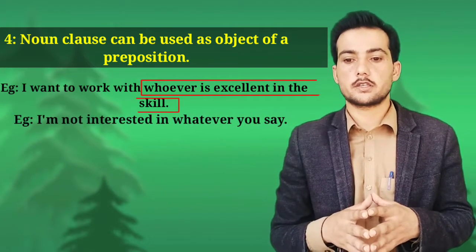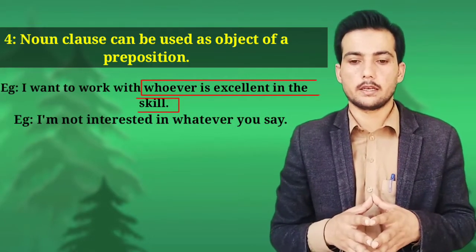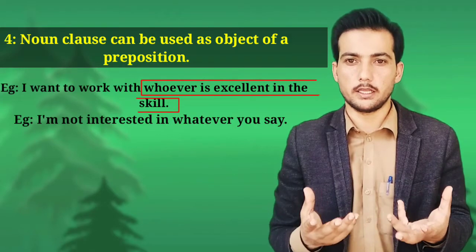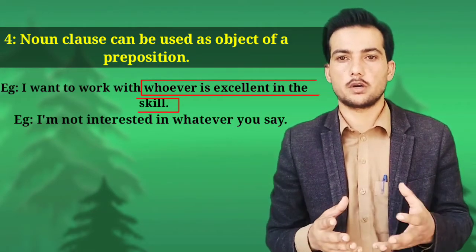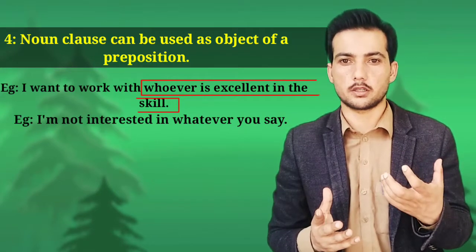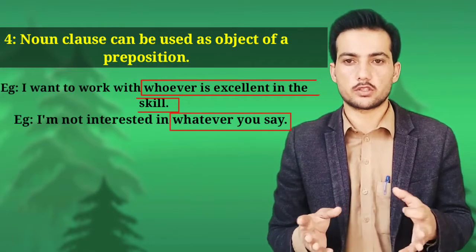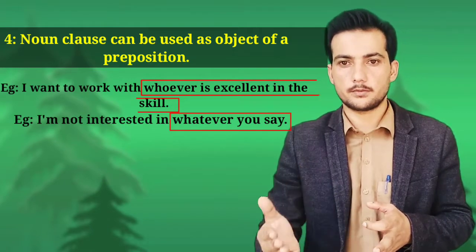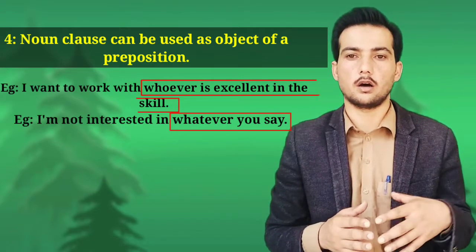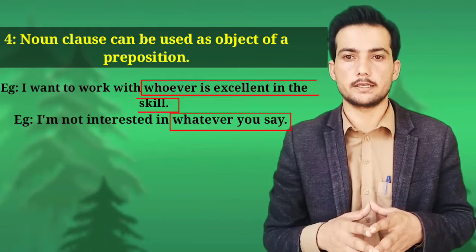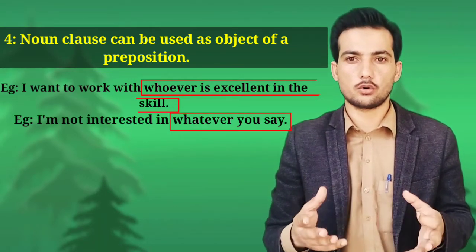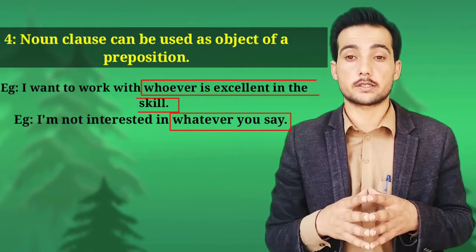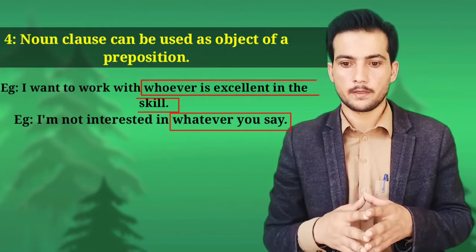I am not interested in whatever you say. Again, I am not interested in. In is a preposition, and after that comes whatever you say. Whatever is a word, as we mentioned earlier, that a noun clause often starts with, and after that a subject, that is you, and after that there is a verb, that is say. That is why it is a noun clause, but here it functions like the object of a preposition.